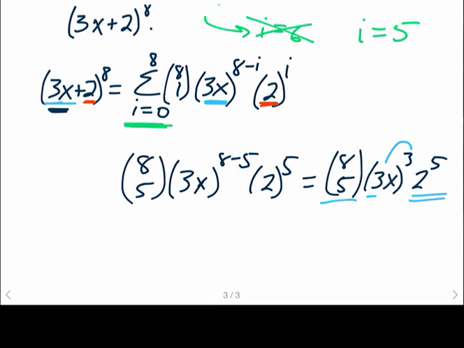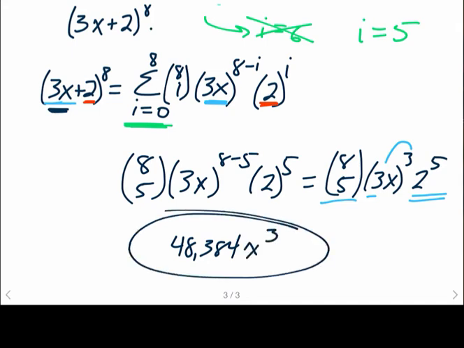Multiply all those together, and my calculator tells me that the coefficient is 48,384. And that's just the coefficient, but we were asked for the term this time, not just the coefficient. So 48,384 times x cubed is the sixth term.